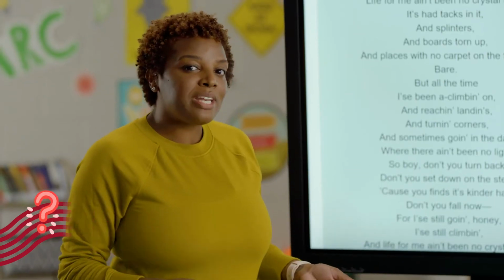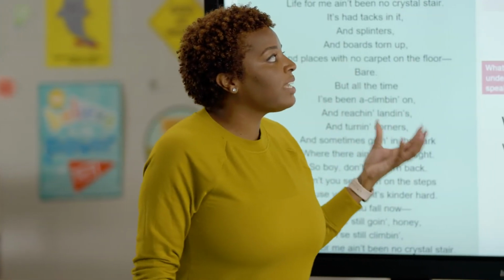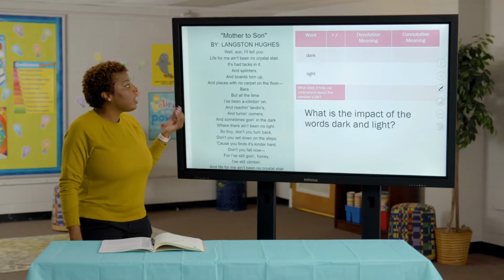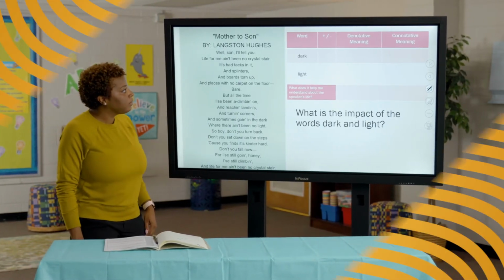So what I want you to do right now is pause your screen and practice looking through and identifying the denotative and the connotative meaning of dark and light using this excerpt from Mother to Son.